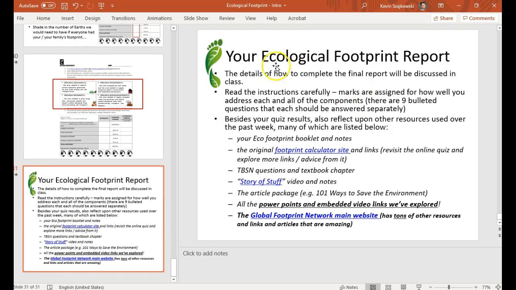And when it comes to the actual footprint report, like I say, that is going to come in greater detail in a few days, some more details about how we're actually going to turn this into a written report of sorts. And so those details will come in a separate email and maybe even a separate video, but we want to remind you that you've got some amazing resources here to call upon. Some of these things we haven't even seen yet, and so they're coming.